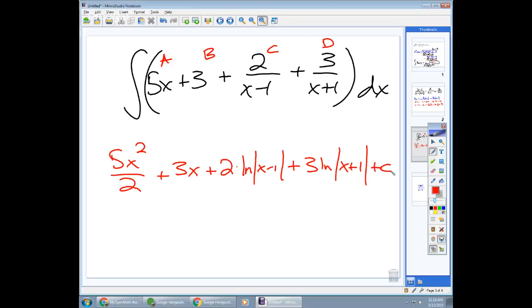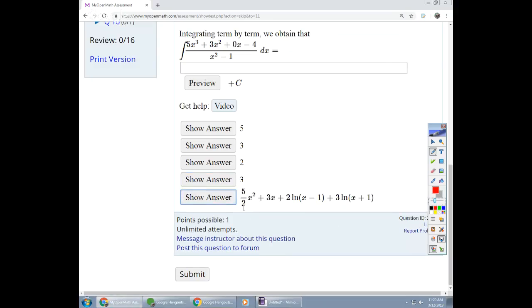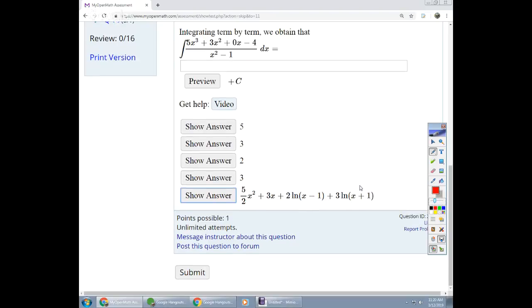Could I clean this stuff up if I wanted to? Yes, LNs have lots of magic properties. I'm not gonna worry about it though. This is an excellent stopping point. So how close did I get? 5 halves x squared plus 3x plus 2 times, they skipped the absolute value. Oh, shame. Should have put it in there. And then x plus 1. It still takes it though. I don't think it sees it as that much of a detriment.